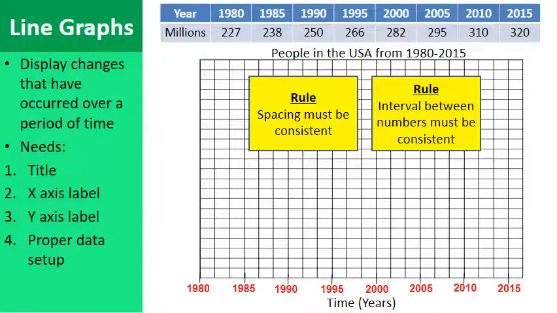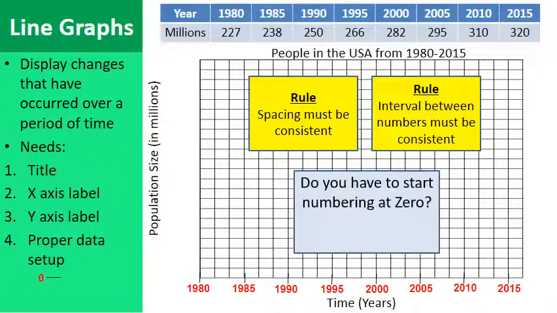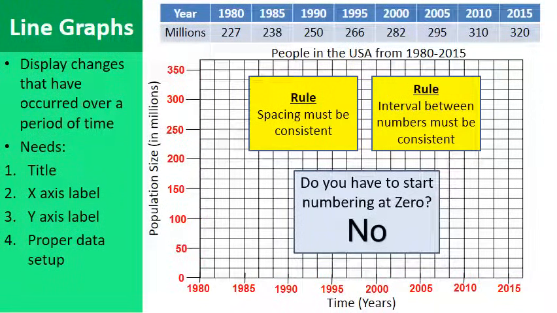Now we're going to focus on the y-axis. Thinking about how can we label this? How can we number the y-axis? Well, do we have to start at 0 and then go from 0 upward, maybe 50, 100, 150? Do we have to start at 0? And the answer is no, we don't.